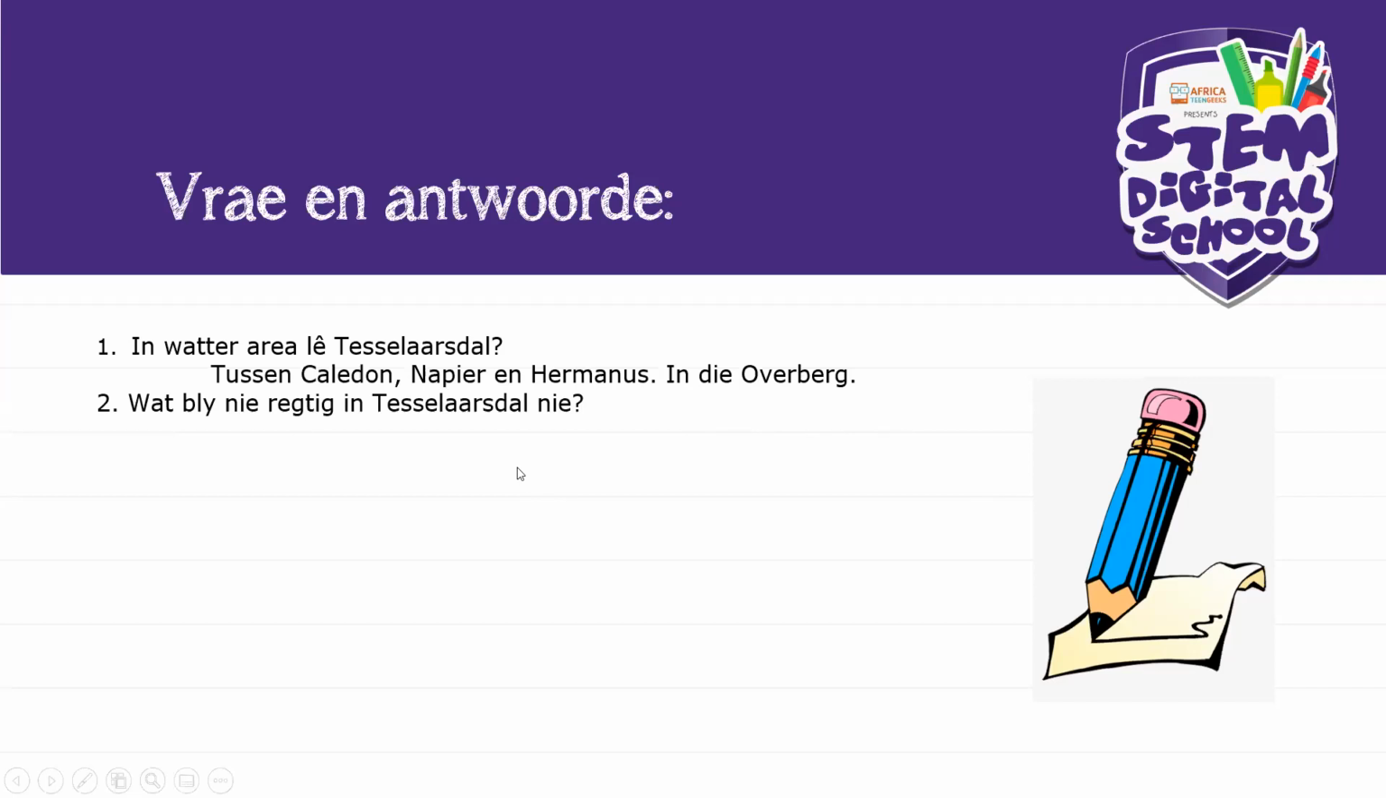Number 2, wat bly nie regtig in Tesselaarstaal nie? There's 2 things that they name as a joke that don't really exist in Tesselaarstaal. What is that? Let's see who can answer that. Okay, guys. So they joke and they say that there are no fietjies and kabouters, so there aren't any fairies and kabouters living there.